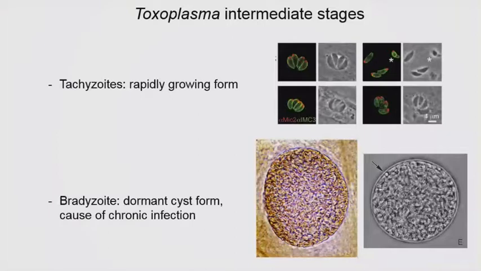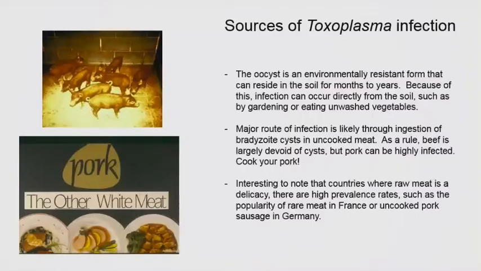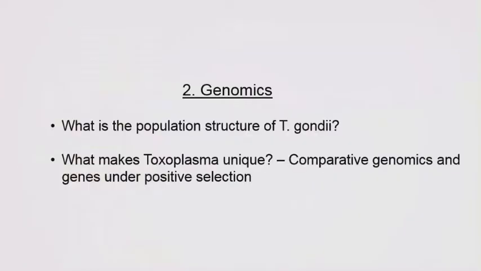These guys, they divide every 6 to 8 hours, so they're really rapidly growing. So if you've got these growing in your body, it can do a lot of cell damage. And again, the sources of Toxoplasma infection are mainly pork. So cook your pork meat. We'll get into some of the studies we've done recently on this parasite to understand more.